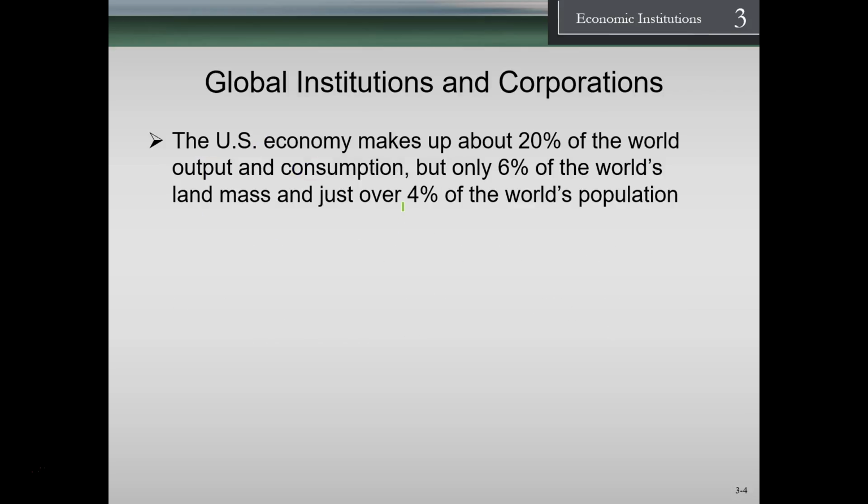Global institutions and corporations. The U.S. economy makes up about 20% of the world output and consumes only 6% of the world's land mass and just over 4% of the world's population. So that could be a testament. These are obviously very round numbers, but if we have 20% of the world's output, meaning we're producing 20% of the stuff, and we're doing it with only 6% of the land mass and only 4% of the population, which are a few major inputs in order to get the output, that might be a testament of the market system being more efficient.